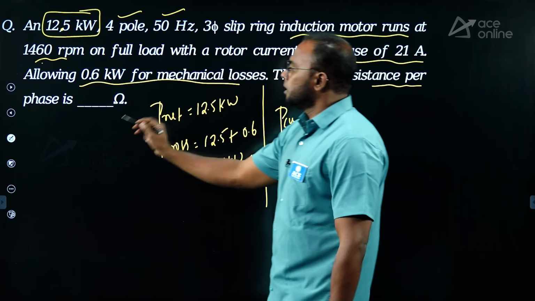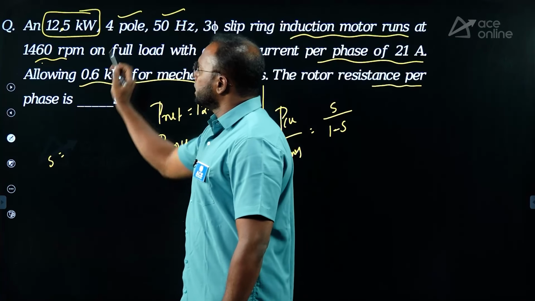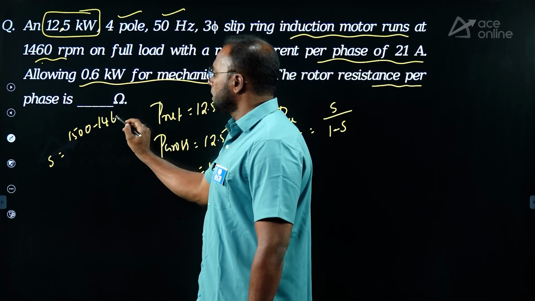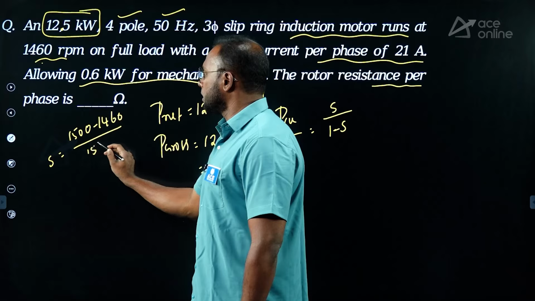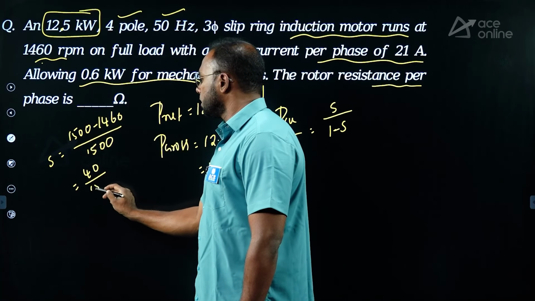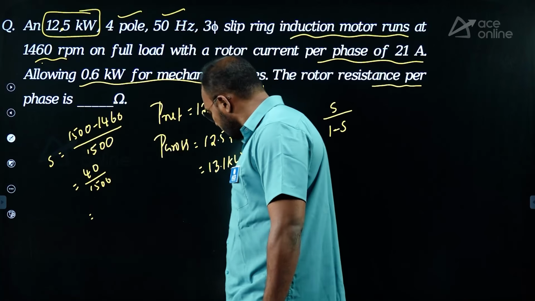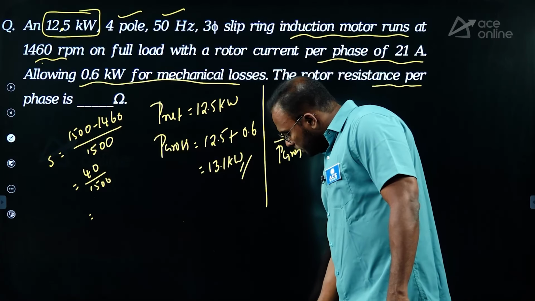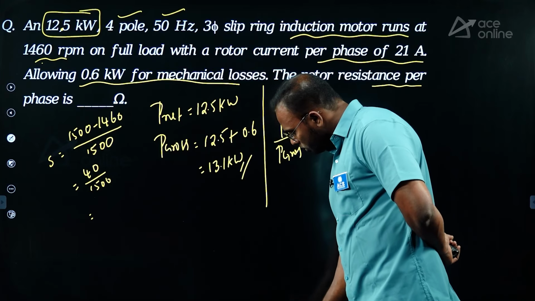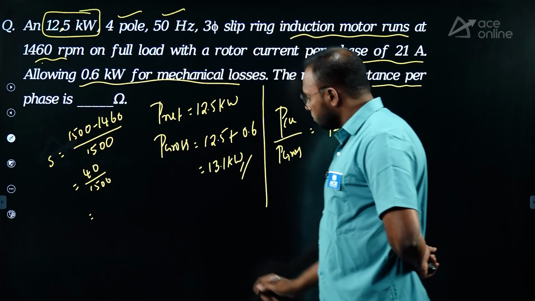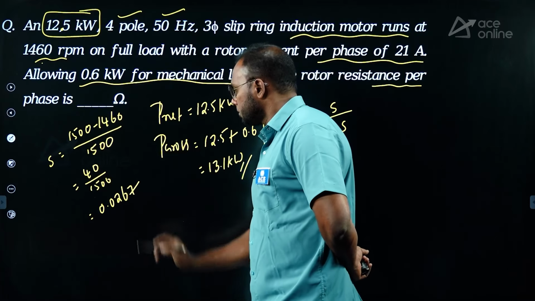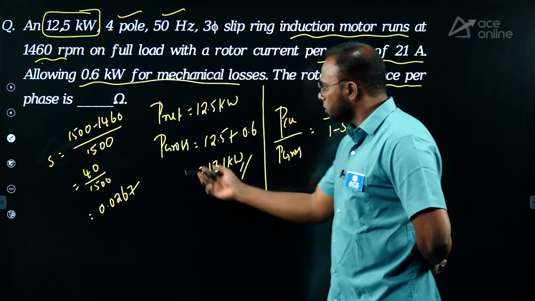What is the slip? S equals Ns minus N, divided by Ns. 1500, at what speed is it rotating? 1460, divided by 1500. This is 40 divided by 1500. Calculate how much the slip is. So the slip value is coming 0.0267. 0.0267 slip it is. Okay, substitute here.